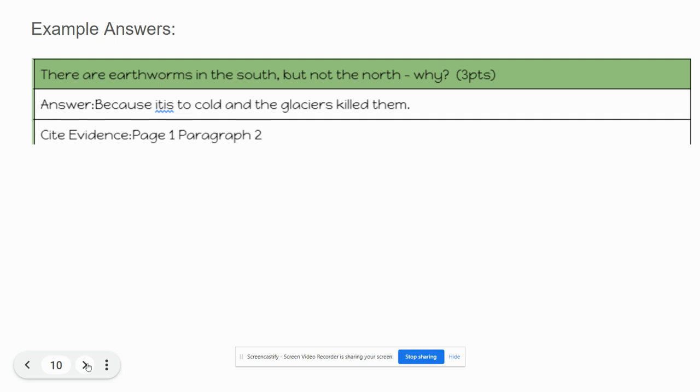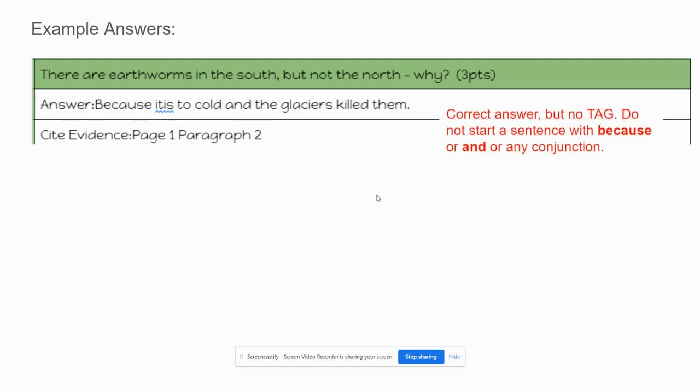So here are some other examples of answers from the question we just had. So here's one here. It says there are earthworms in the south, but not the north. Why? And this person says because it is, but they combined those two words, too cold. So this should be TOO, like too cold. And the glaciers killed them, but they had the page and the paragraph right. Nice job. So this is a correct answer, but no tag. So they did not turn the question around.